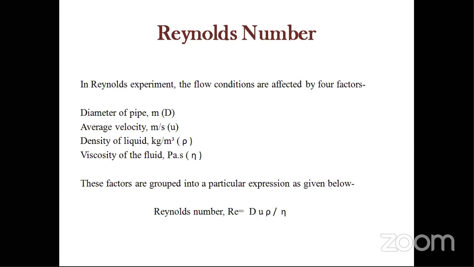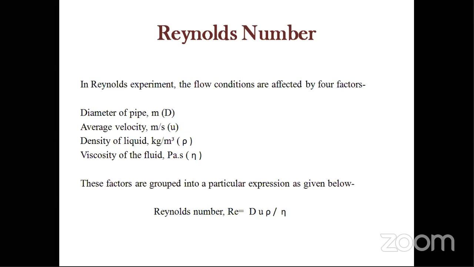If a small orifice is present, the fluid flows through this orifice depending on what type of orifice is present in the pipeline. If it is a small orifice, the fluid flows in a small manner. If it is a large orifice, the fluid flows in a large manner. And another factor is the average velocity. This average velocity is in meters per second of the liquid. It is denoted by small u.